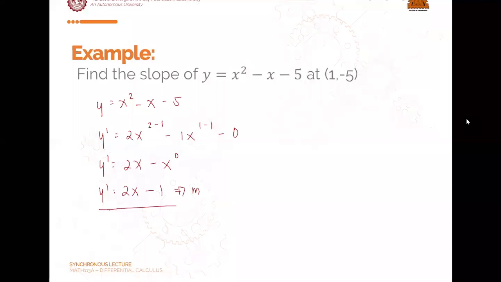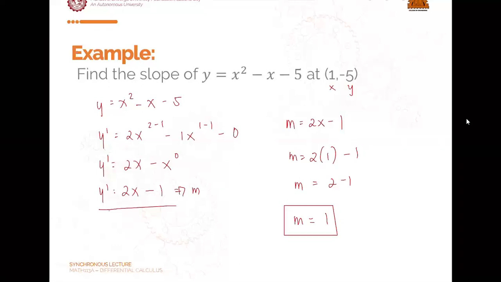No? So, kung ang slope natin ay equals sa 2x minus 1, substitute natin yung value ng x at y. So, sa equation natin walang y. So, m is equals to 2 times 1 minus 1. So, m is equals to 2 minus 1 or m is equals to 1. So, ibig sabihin yung slope na hinahanap ng given problem ay 1. Okay?